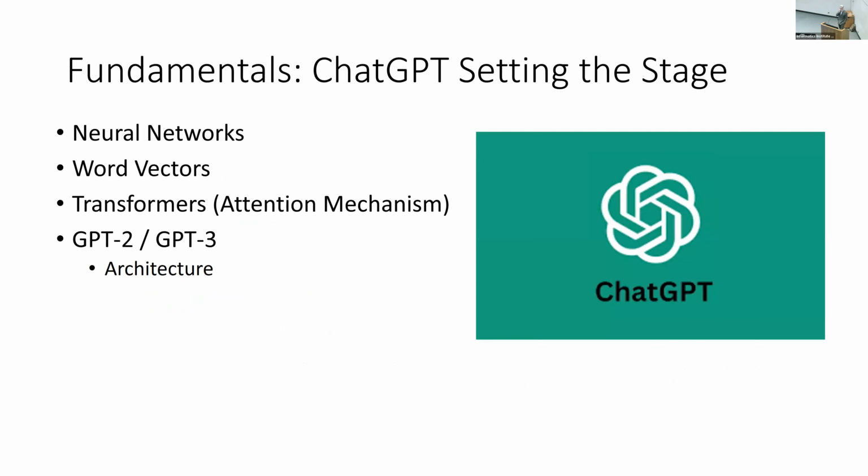Okay, so we're going to set the stage for ChatGPT here. Talk a little bit about neural networks, word vectors, transformers, the attention mechanism really, and the GPT-2, GPT-3 architecture. This is like 4 lectures in my course, so I'm going to go through it in 15 or 20 minutes or so. Apologies for that. It should give you a high level view.